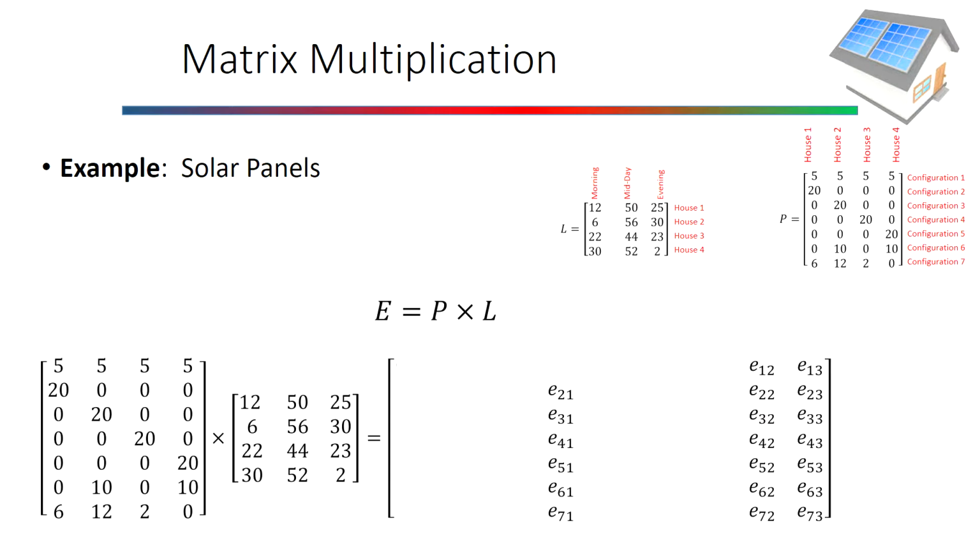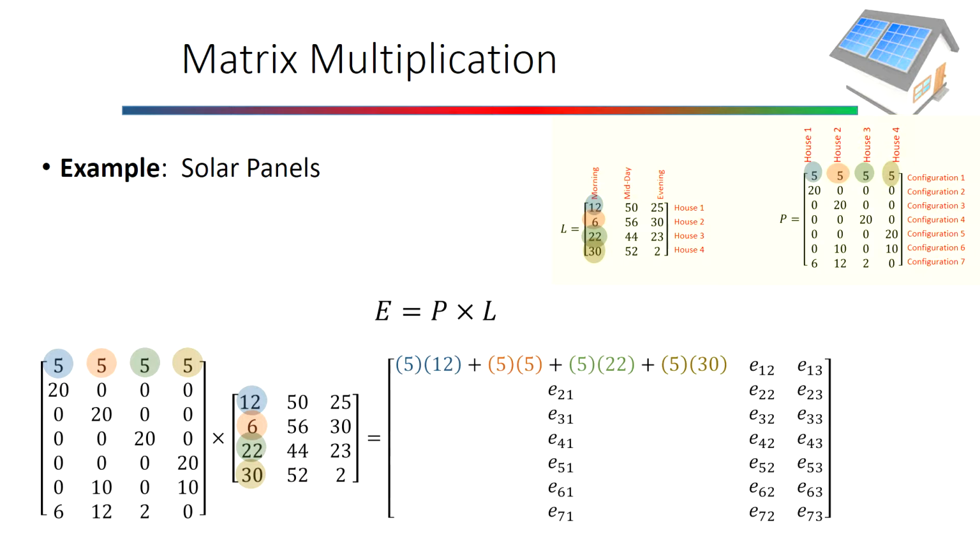The first element will be equal to the first element of the first row of P multiplied by the first element of the first column of L. So that is 5 times 12, plus the second element of the first row of P times the second element of the first column of L, plus the third element of the first row of P times the third element of the first column of L, plus the fourth element of the first row of P times the fourth element of the first column of L. Let's take a second and actually think about what we're calculating here.